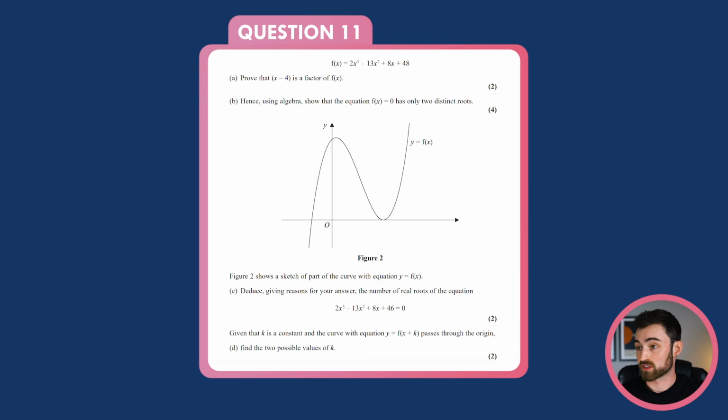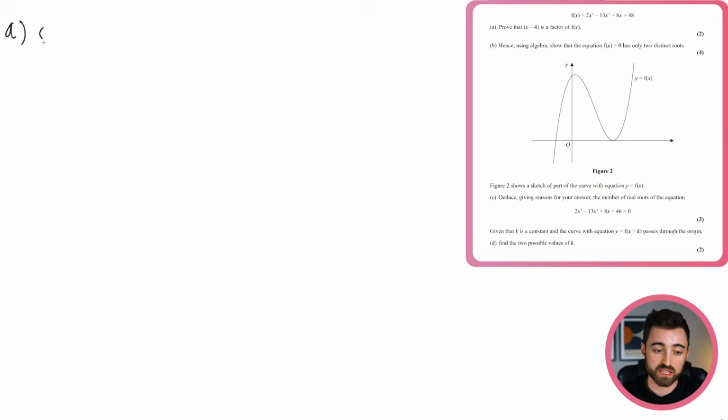Prove that x minus 4 is a factor of f of x, where f of x is this cubic. Factor theorem, you know how to do this. All you need to do is sub in the x value that would make this bracket 0. So what would make x minus 4 zero? It would be if x was 4. So all I do is sub x equals 4 into f, and hopefully this thing is going to equal 0. So just put it in your calculator, you should be okay.